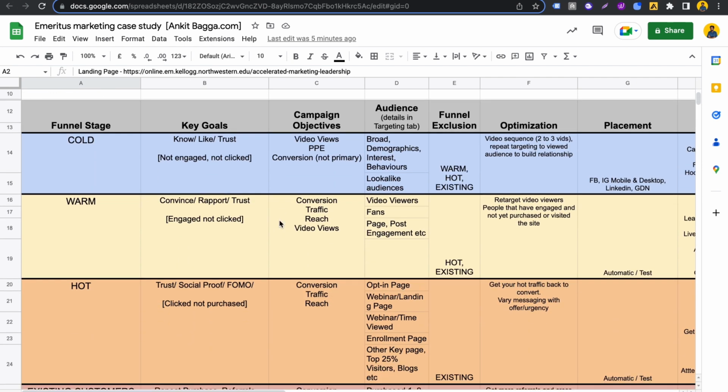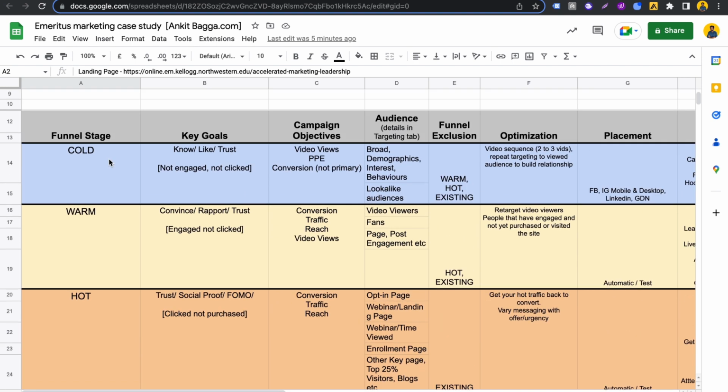For the funnel, we have divided the entire funnel into 4 parts: cold, warm, hot, and existing customers. The cold stage means people who have not engaged and have not clicked onto the landing page. Here it's mostly the brand awareness stage. The objectives of the campaign will be around video views and engagement. Conversion will also be there, but it will not be the primary objective.